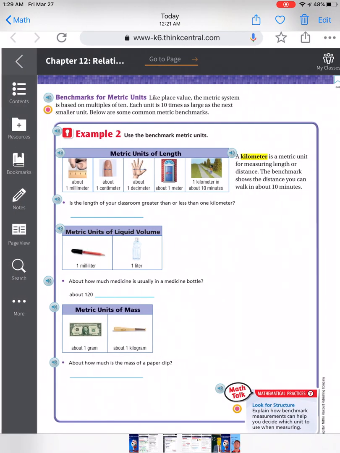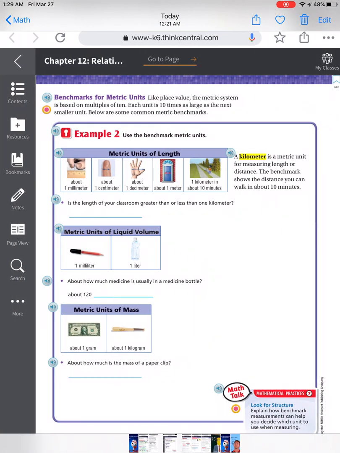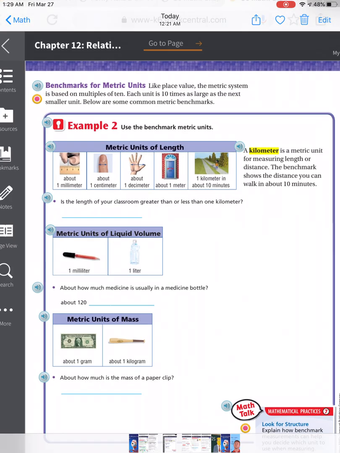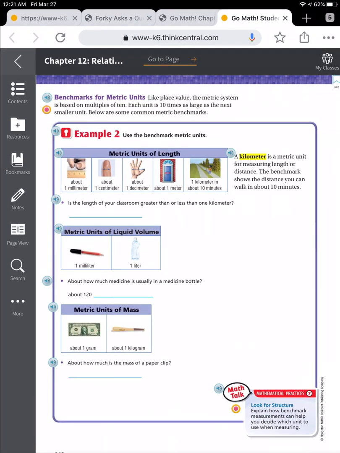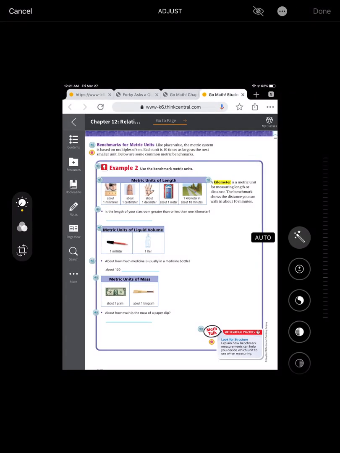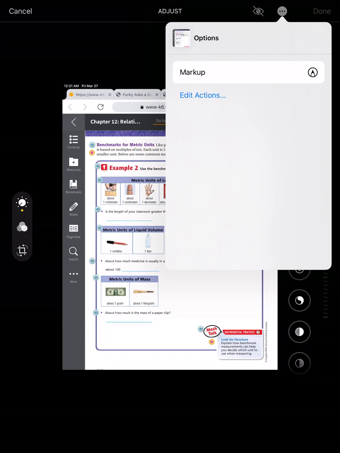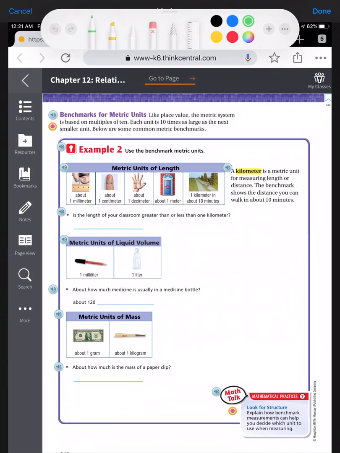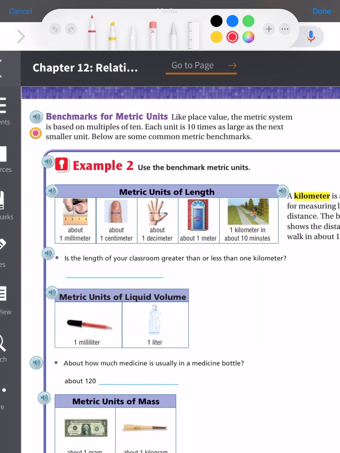Look at this. Look at that. Here we are in the second part. We're doing some metric units of length. A millimeter? A millimeter is really small. A millimeter, and let me get my markup tool here. Let's see, I want red this time. Yeah, red. Millimeter is really tiny. Think the width of a staple. That's pretty small.